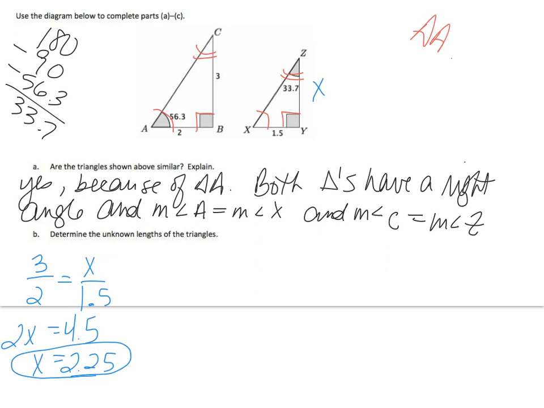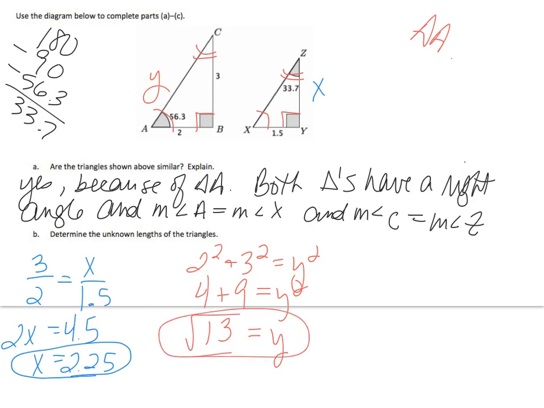Let y be the length of the hypotenuse of ABC. I'm just going to put y right there in red. Let's set up another ratio. Actually, with that one, I can do the Pythagorean theorem, can't I? Let's do that. 2 squared plus 3 squared equals y squared. 4 plus 9 is 13, so y equals the square root of 13.